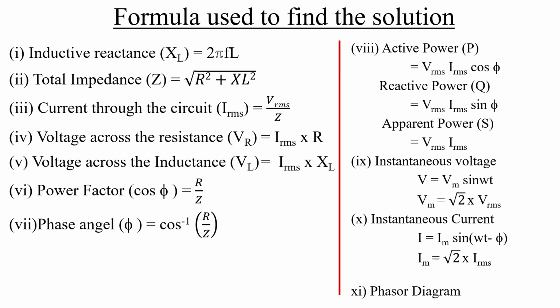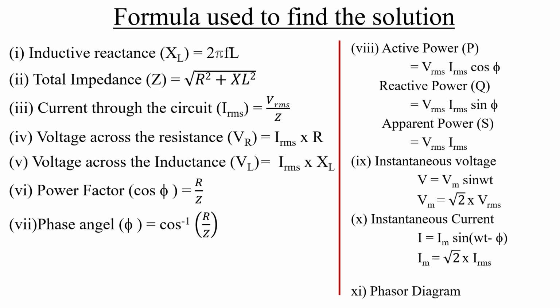Now as per the question, please write down all of the things we have to find out. So here we are going to find out 11 parameters. So write down the formula for each parameter. Let us start with the inductive reactance XL equal to 2 pi f L and total impedance Z equal to root of R square plus XL square.